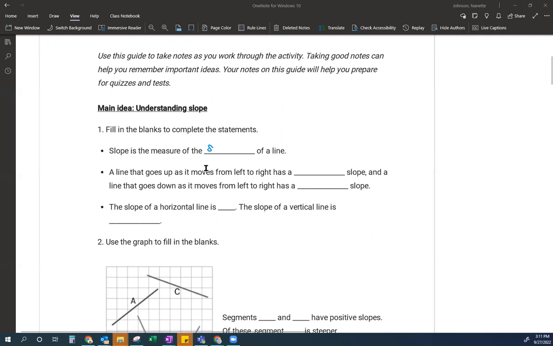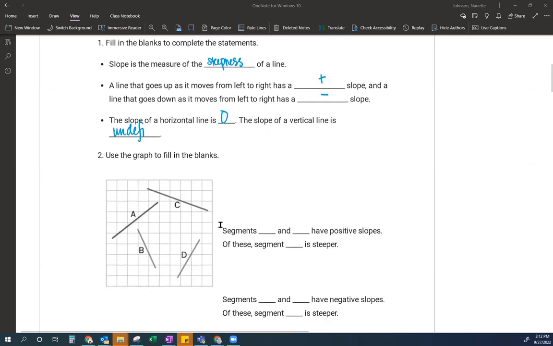And then it says a line that goes up as it moves from left to right has a positive slope. And a line that goes down as it moves from left to right has a negative slope. The slope of a horizontal line is 0 because it doesn't rise at all. And the slope of a vertical line is called undefined.